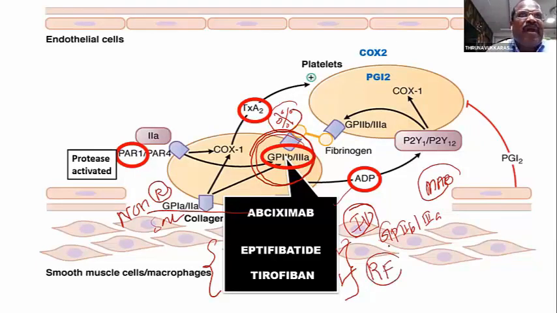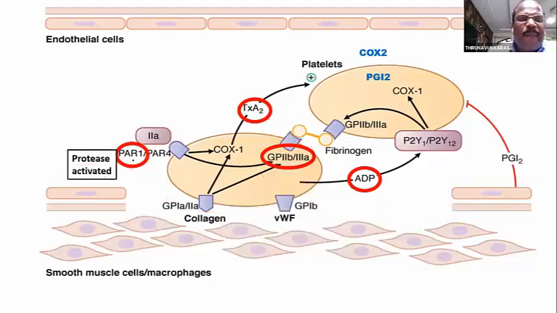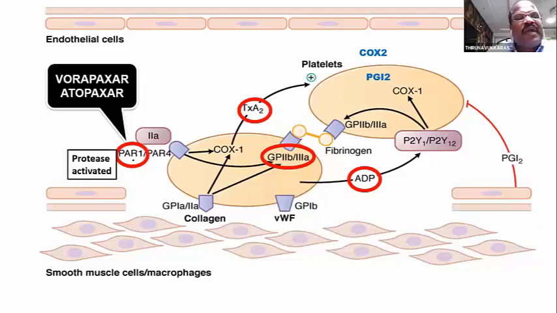All this is important. And finally, for completion, I want to tell one more point. We have one more latest group of antiplatelets called PAR-1 blockers, the so-called protease-activated receptor 1 blockers. They are vorapaxar and atopaxar. They are orally given, newer antiplatelets. Just for completion, I told you this also. Vorapaxar and atopaxar are orally given PAR-1 blocking antiplatelets.